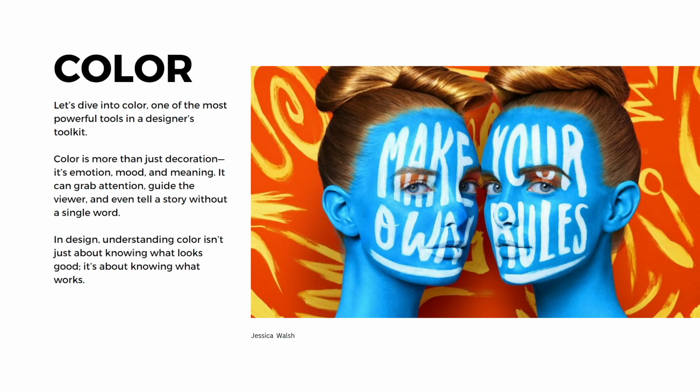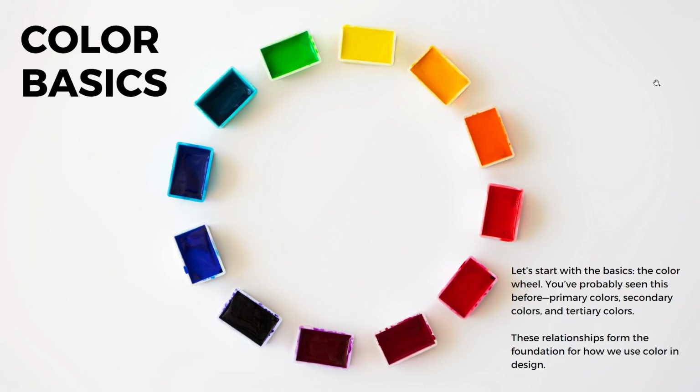through the page, and it can even tell a story without a single word, because if we have a stop sign that's red, it's ingrained in us that we know that red means stop, green means go, yellow means yield. We have the vocabulary built within us, and we're aware of it, and we're bringing this into whatever it is we're looking at or creating. So understanding color isn't just about knowing what looks good. It's also about knowing what works.